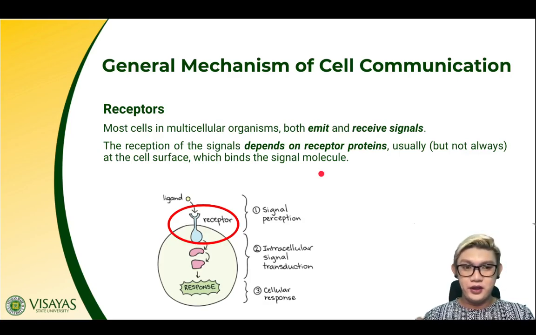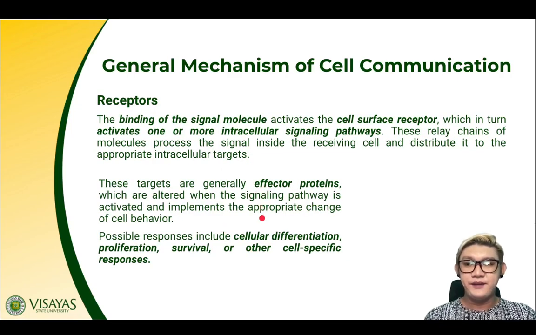They are the ones that emit, so they could release signals. At the same time, they could also receive signals. So the reception of the signals depends on the receptor proteins, usually, but not always, found at the cell surface or in any other membrane surfaces that bind the signal molecule. So you have here the receptor. The binding of the signal molecule will now activate the cell surface receptor, which in turn activates one or more intracellular signaling pathways.